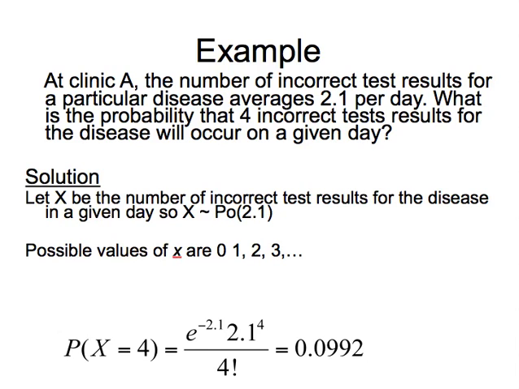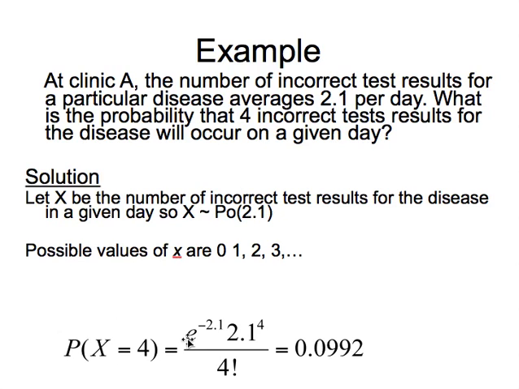So when we define our random variable here, we have to indicate the interval. X is the number of incorrect test results for the disease in a given day, and X has Poisson distribution 2.1, or it averages 2.1 per day. The possible values of X could be 0, 1, 2, 3, all the way up to infinity. So Poisson doesn't have to be finite as the binomial distribution was. Now all we need is lambda and the value of X that we are interested in. We are interested in the probability of 4 incorrect test results, so X is equal to 4.